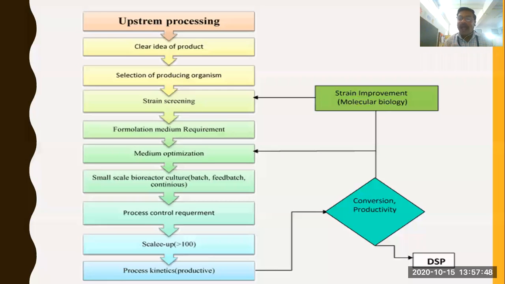That unit always gets attached with your last and important phase of the processing. We call it downstream processing. So this merging of both the upstream as well as the downstream, we call the scale-up process.